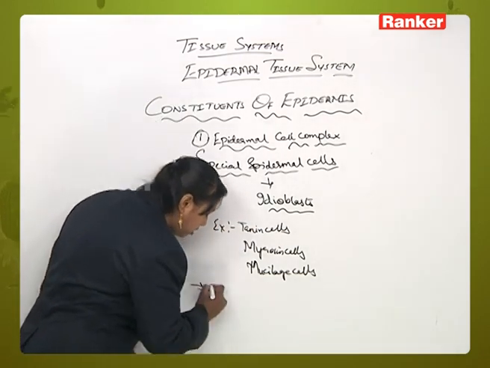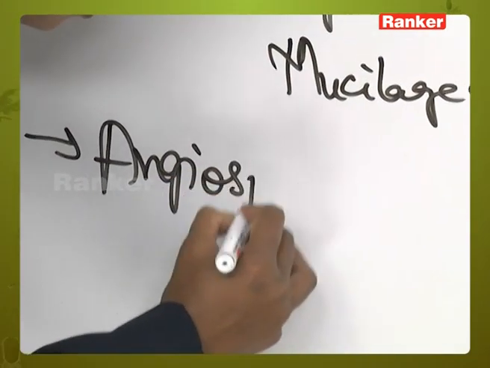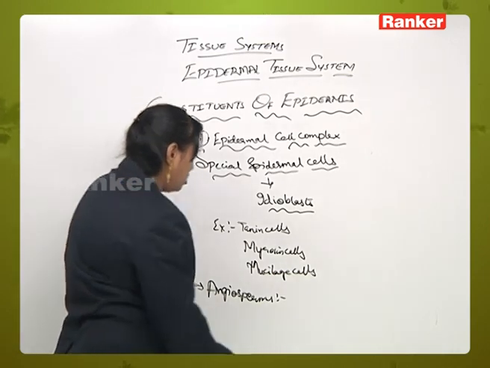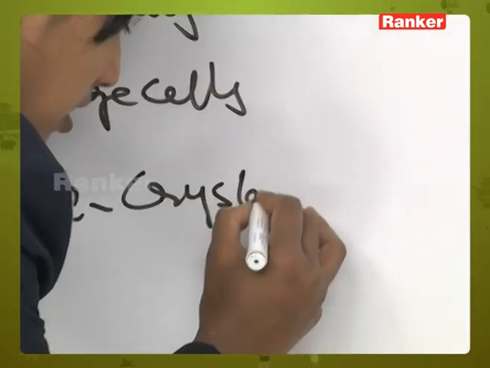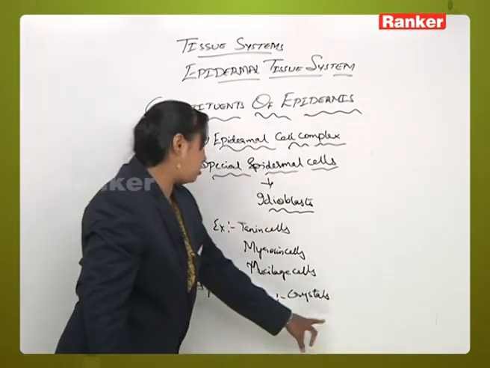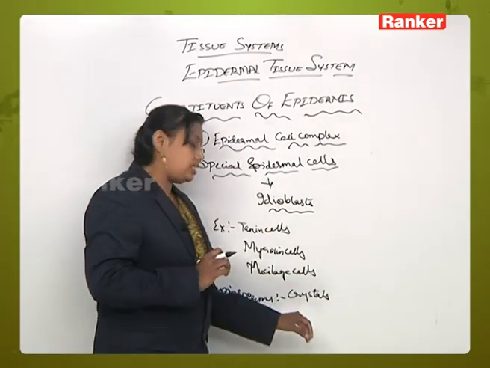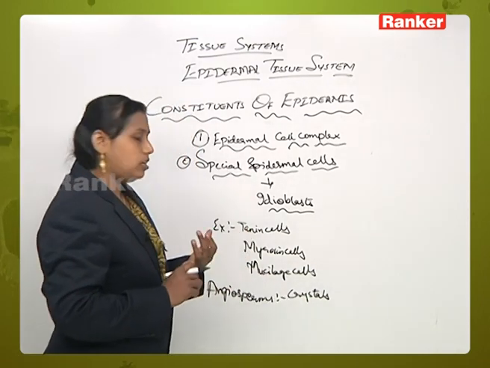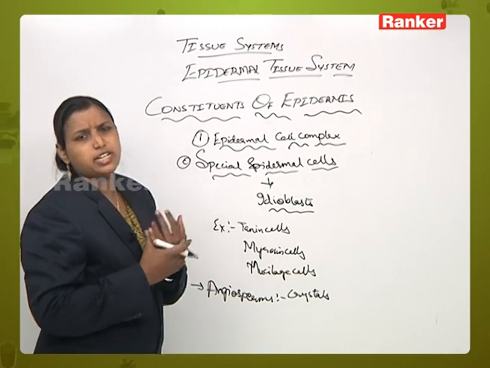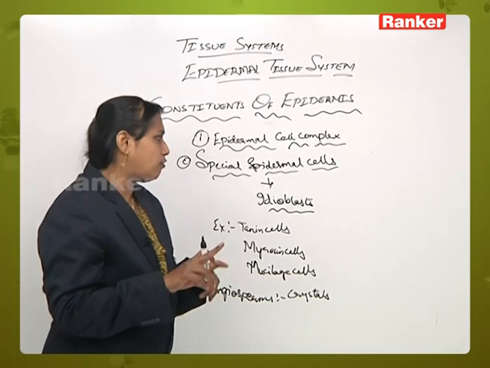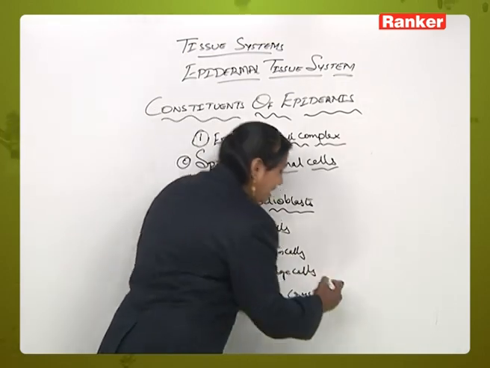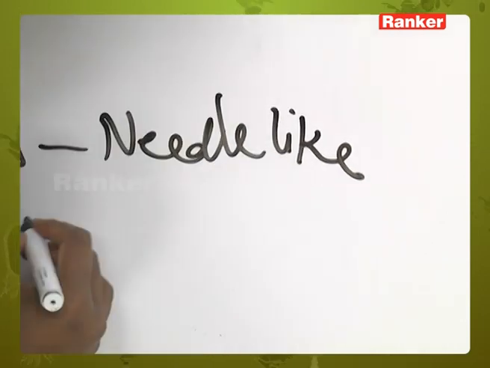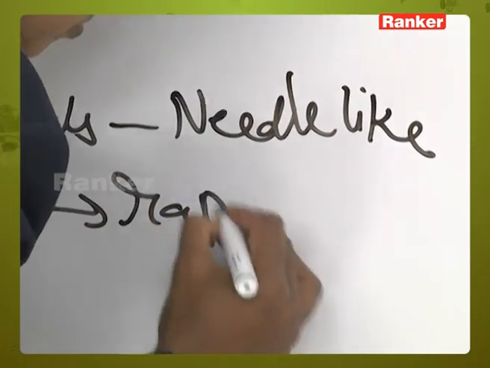In case of angiosperms, we will see the presence of some crystal-like structures occurring in different forms. Some are in needle-like form, needle-like crystals. These needle-like crystals occur either singly or in groups, and they are called raphides.